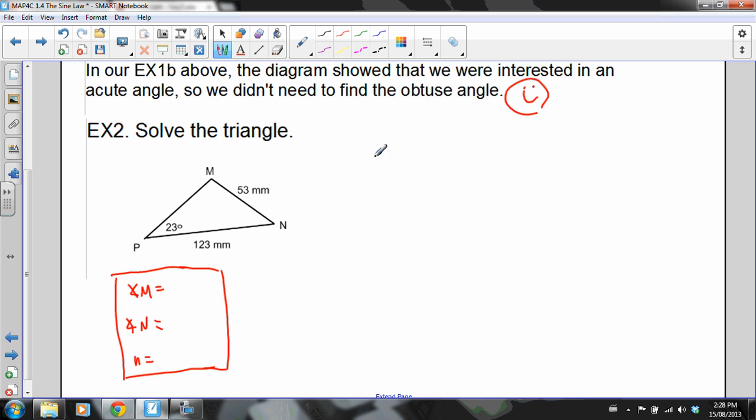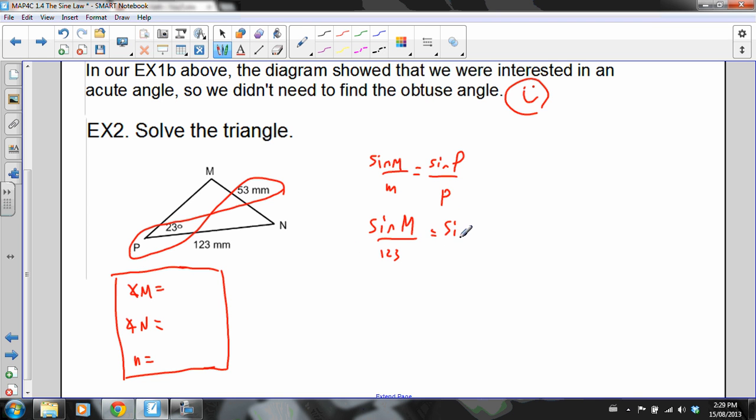Start at angle M. So notice that we've got an angle side pair here, and that's the one we're going to use in the sine law. Sine of M over M equals sine P over P. Substitute in. Solve for our unknown.